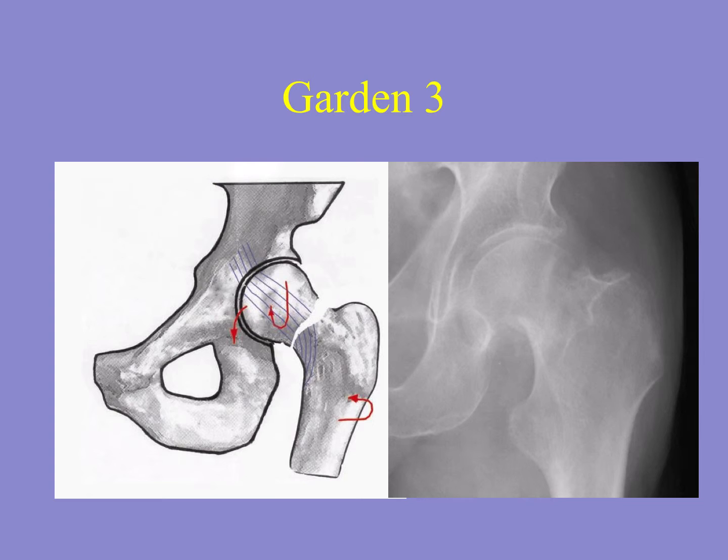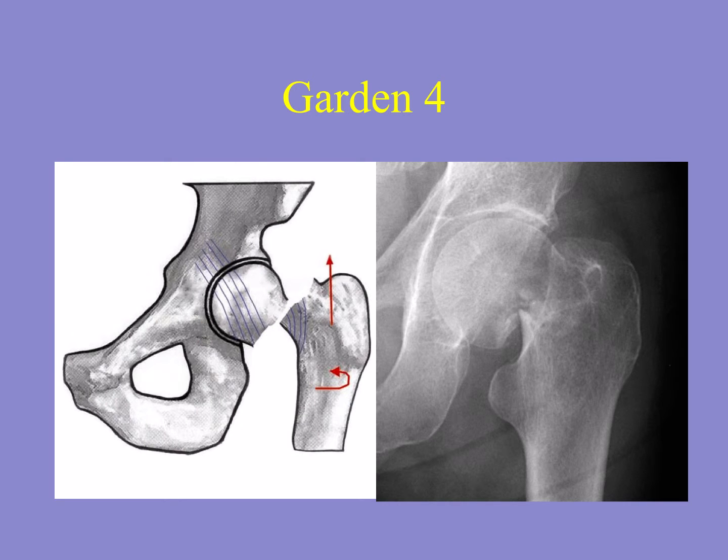Garden 3 type fracture is displaced, in contrast to the undisplaced Garden 1 and Garden 2. In this type of fracture, we expect that the capsule has been torn, and this means that there's a risk of avascular necrosis.